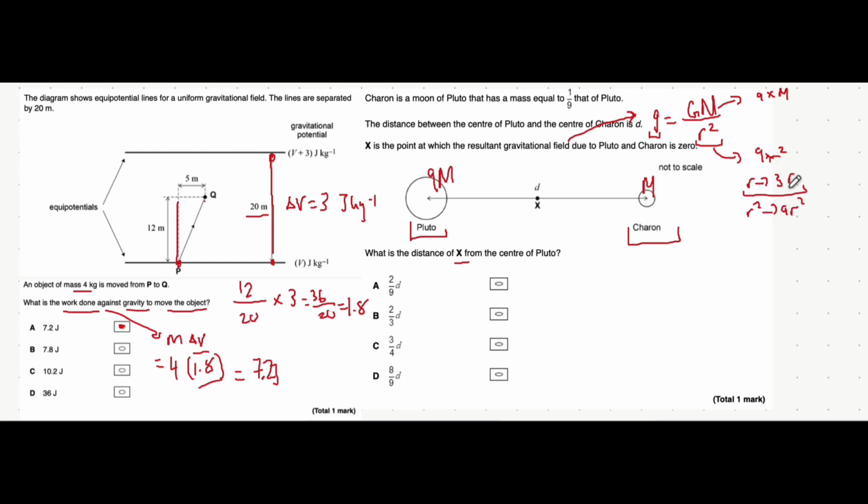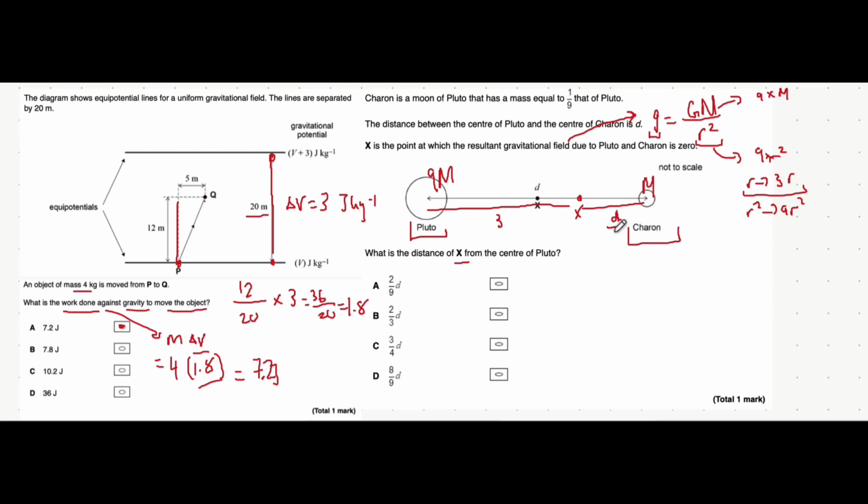So let's have a little think about this. That means that because this has 9 times more mass, particle X has to be 3 times as far away from it than it is from Charon in order for the resultant field to be 0. So we can split this up into parts. We can say that from Pluto to this point X is 3 parts, and so that's a ratio of 3, and from here to Charon is a ratio of 1. So we split D up into 4 parts, so that's D over 4.